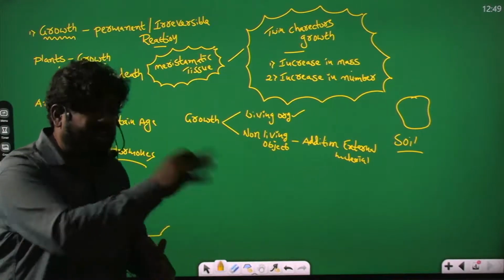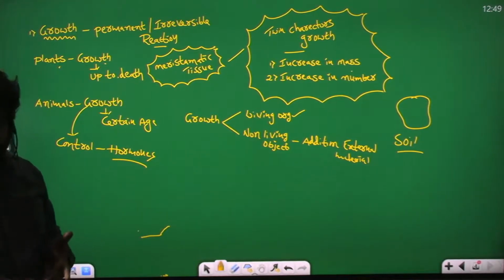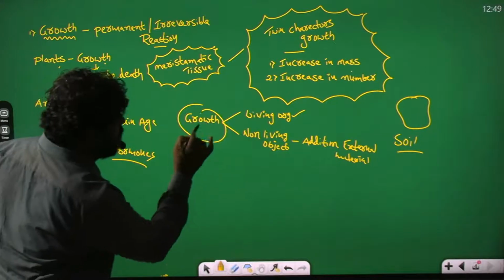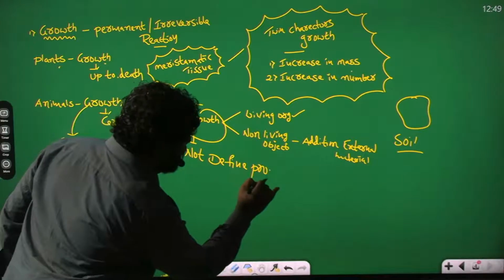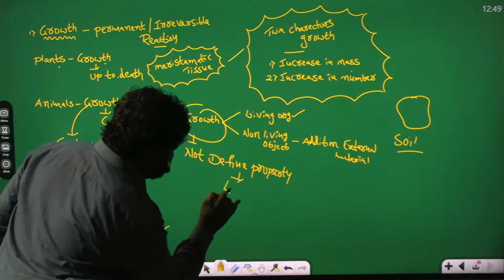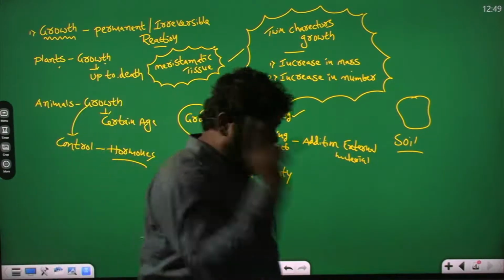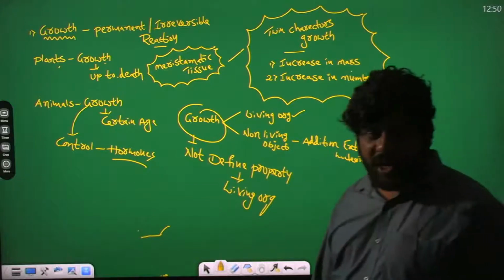How do non-living objects show growth? That question is very important. By addition of external material. If you add external material, non-living objects also show growth. So growth is reported in both living and non-living. That's why growth is not a defining property of living organisms. If it were reported only in living organisms, then we could say it is a defining property. But here it is reported in both, so it is not a defining property.